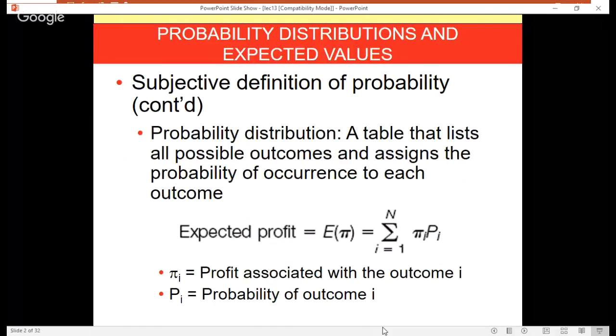given an event, or in this case, a state of nature, right? Times the probability that that event will occur. I sum them all up, and it'll give me my expected profit. Does that make sense to everybody? If not, I'll give you an example soon, and hopefully it'll become clearer. Where pi I is the profit associated with outcome I, and pi is the probability of outcome I.